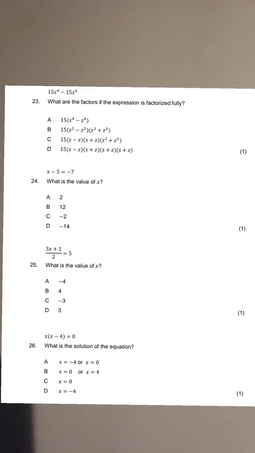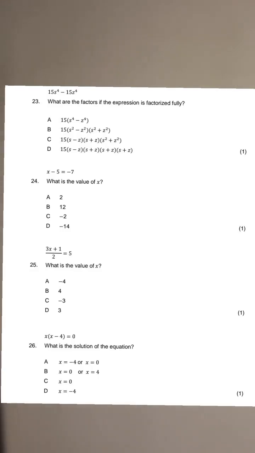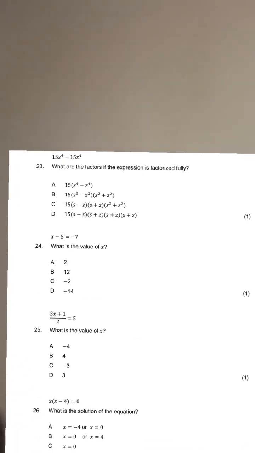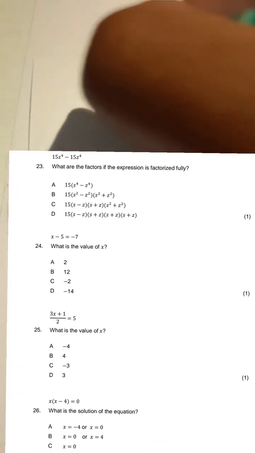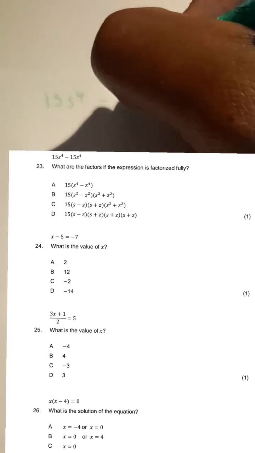So try saying. All right, 23. What are the factors if the expression is factorized fully? So we have 15s to the power 4 minus 15z to the power 4. We're supposed to factorize the expression fully. Please, guys, factorizing an expression fully requires some good skill.